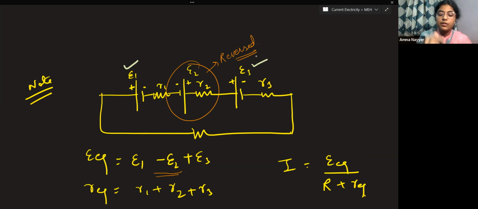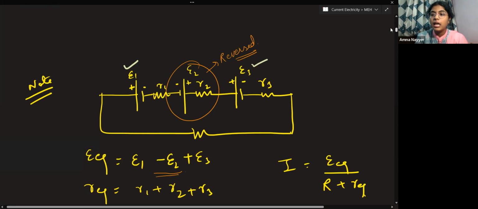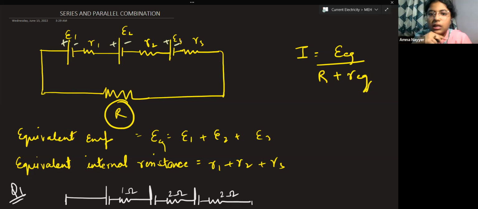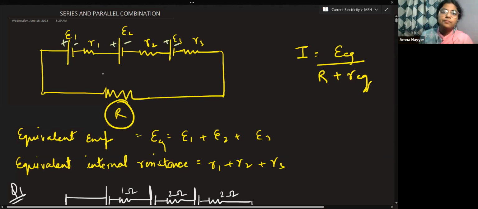So it means the direction has been reversed. In this case, all are connected positive, negative, positive, negative, positive, negative. Even if any one direction is shifted, that we call reverse. Clear? Is the doubt clear, Fahad? All right. So that's how we calculate.